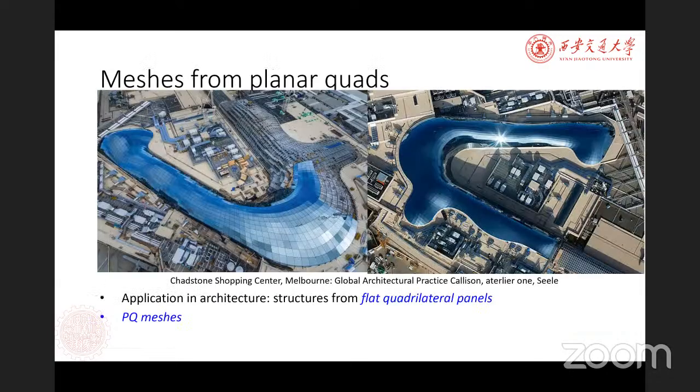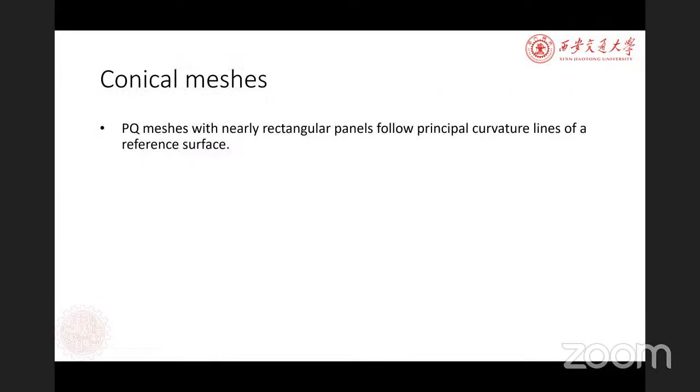So we modeled our curve pleated structure by special PQ mesh. First, PQ mesh, or planar quadrilateral mesh, have been widely used in freeform architecture. So here is one example. It's a shopping mall in Australia covered by PQ meshes. The PQ mesh with nearly rectangular panels follow the principal curvature lines.